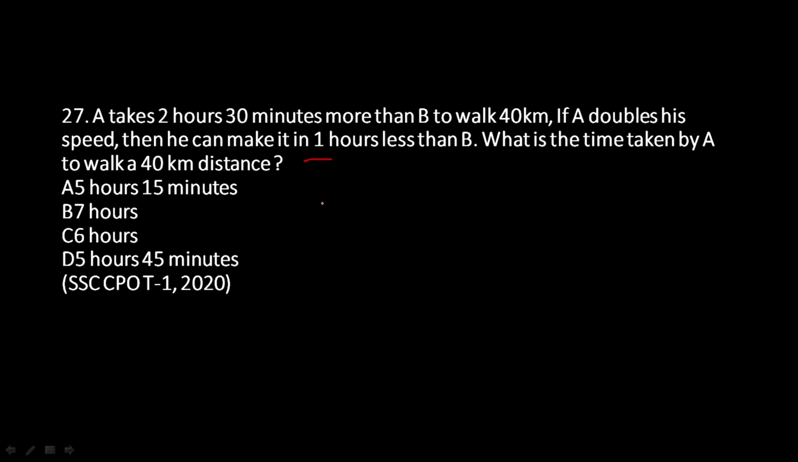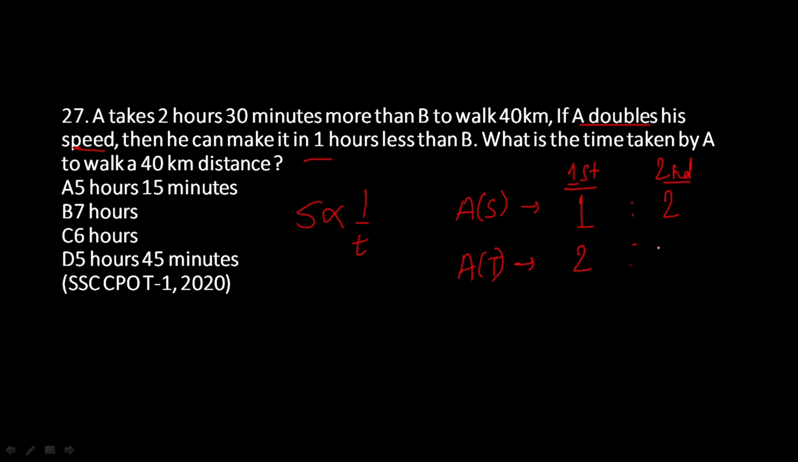Look, what do we know? That speed is inversely proportional to time. In this case, A's speed in its first case, its second case. It says A doubles his speed, right? So if in first case A's speed was 1, in second case it's 2. It's in a ratio of 1:2, and A's time will be in 2:1 ratio. What's the difference? The difference is 1.